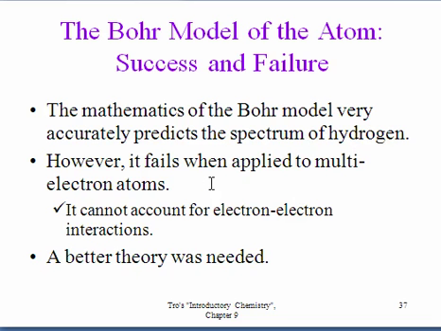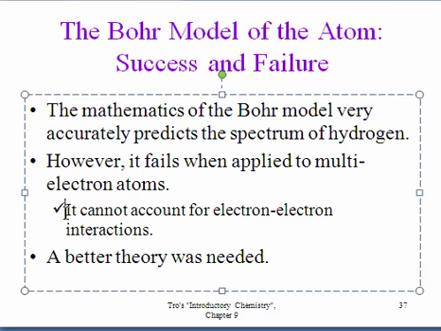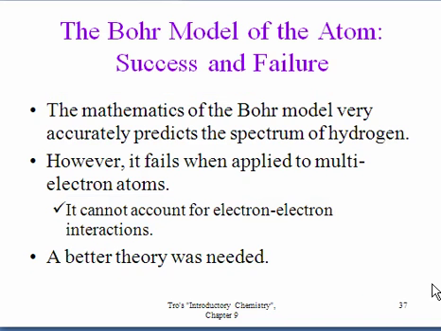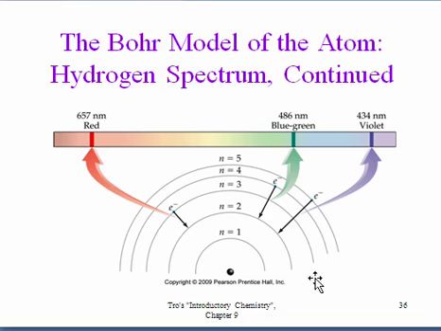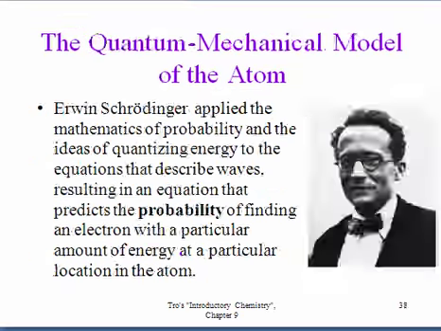Now, Bohr's model works excellently with hydrogen. However, it fails when it's applied to any other atom because all other atoms have more than one electron. Bohr's model cannot account for electron-electron interactions, which are very complicated. A better theory was needed to explain what's happening in an atom. And let me just say that when we are thinking about electronic transitions in any atom, we're still going to use this as our basis, but in terms of the mathematics that the Bohr theory used, it was not powerful enough to predict the behavior of other atoms.